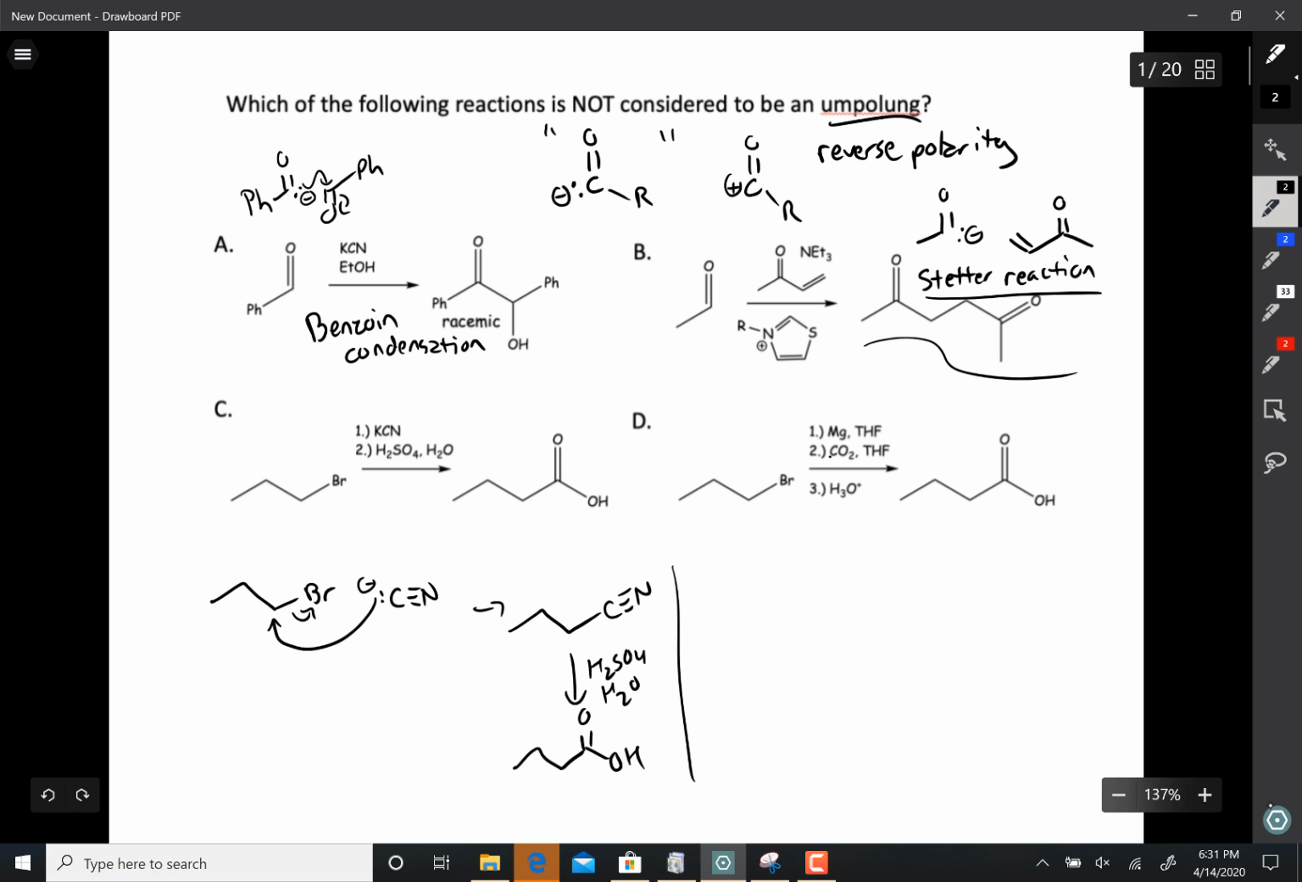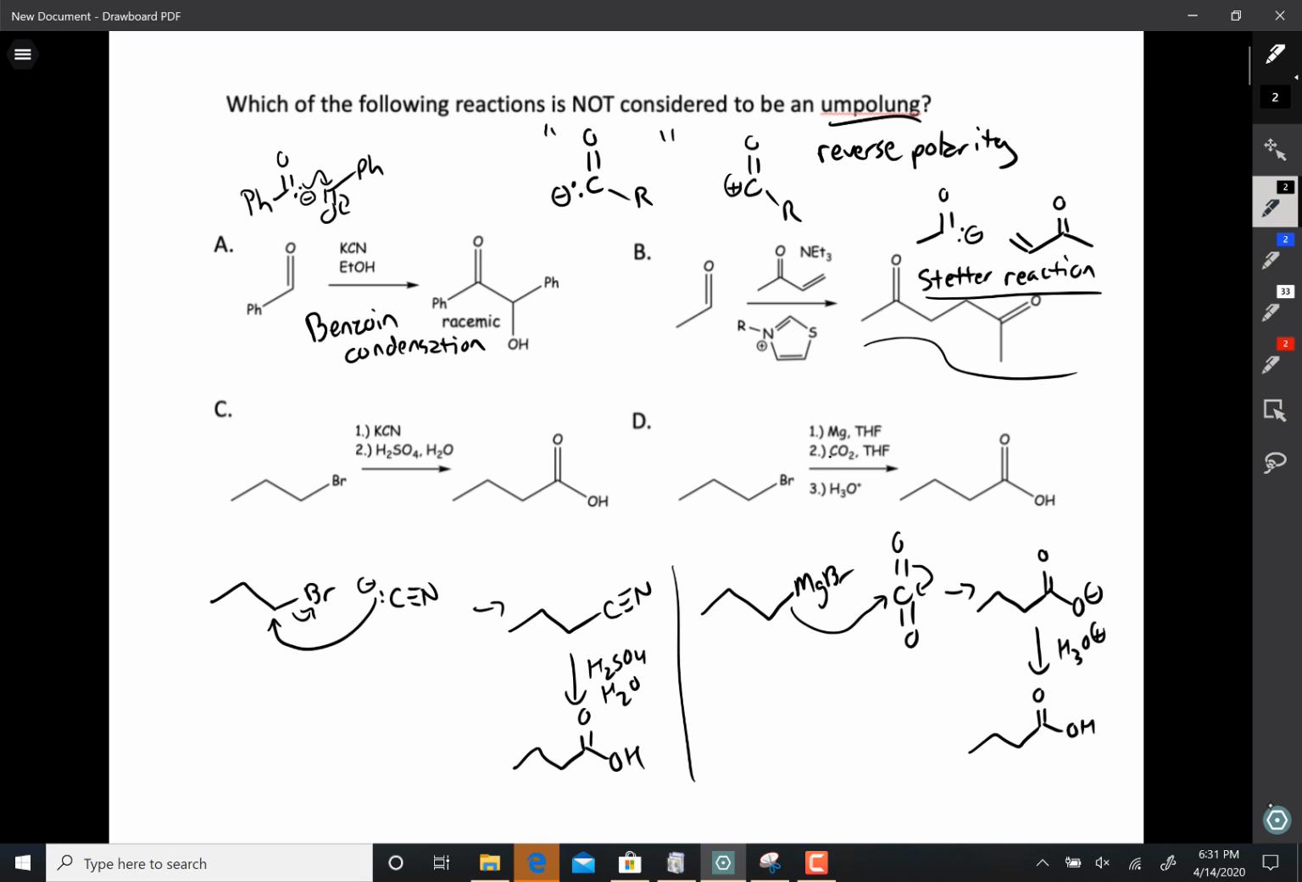D, what we're doing is we're changing the bromide to a Grignard reagent, and then that Grignard reagent is reacting with carbon dioxide to give the carboxylate, which then is protonated to give the carboxylic acid. So one of these two.